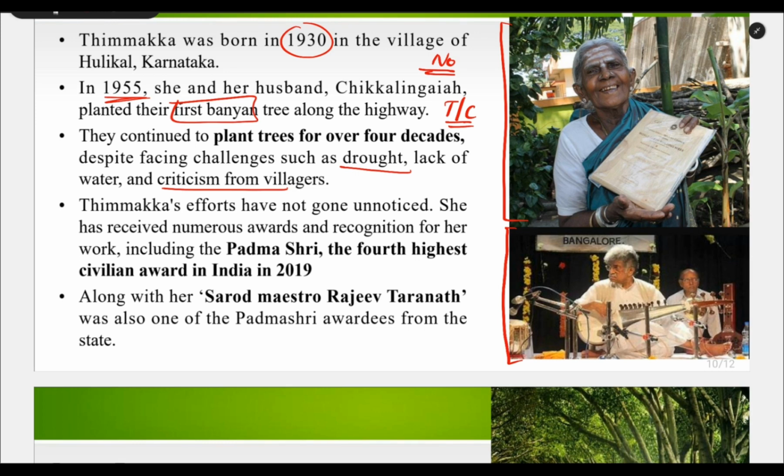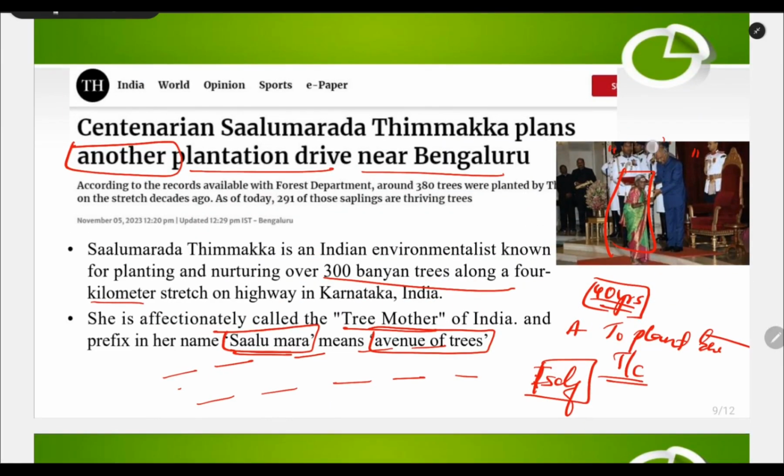And the award has been given noticing that selfless work. The Padma Award has been given to Thimmakka in 2019 along with the Sarod Maestro Rajeev Taranath. Here I have given a picture. These two personalities are from Karnataka. They were chosen from Karnataka and awarded the Padma Shri Award by our Honorable President Ramnath Kovind.